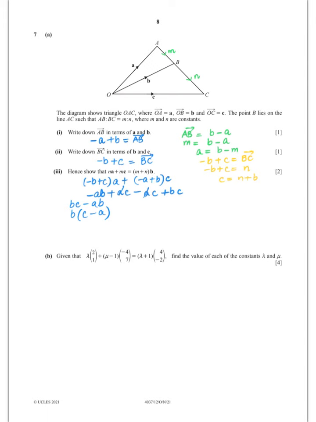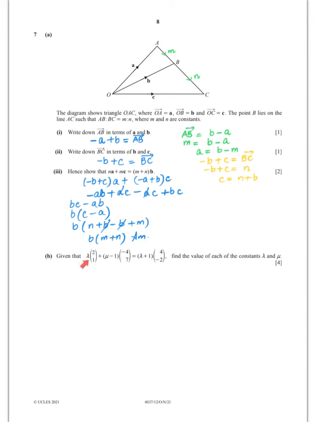Now we need to place the value of A and C in this bracket. So it will be B. C is N plus B minus A, which is minus B plus M. So B and B simplify. You will get B times M plus N, and you need to show the same. That is your answer. Part B.